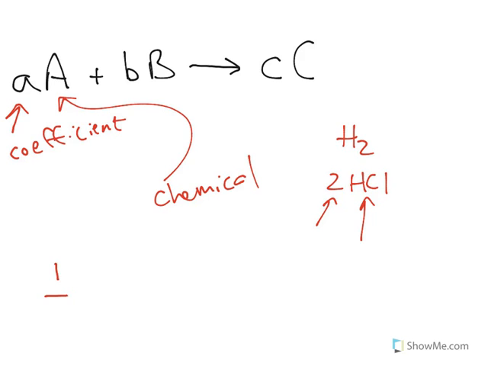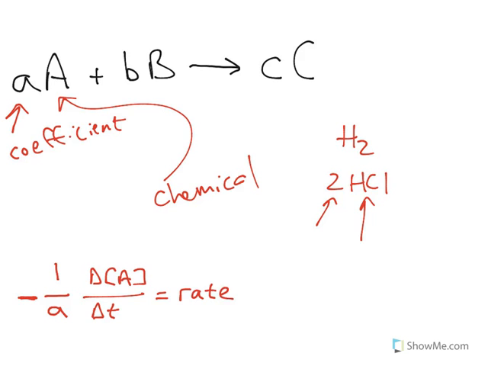We have 1/A. That's 1 over the coefficient for A. However, since A is a reactant, it's going to be consumed. That is how you'd express the rate of reaction with respect to A.